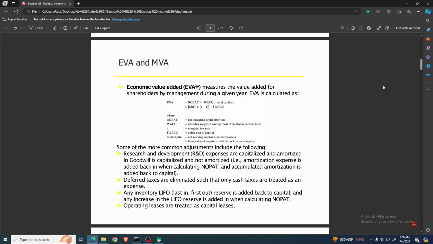And then you have goodwill. Goodwill is capitalized and it is not amortized. So amortization expense is added back to NOPAT and accumulated amortization is added back to the capital.